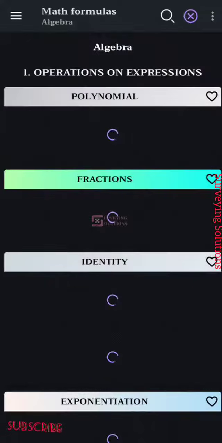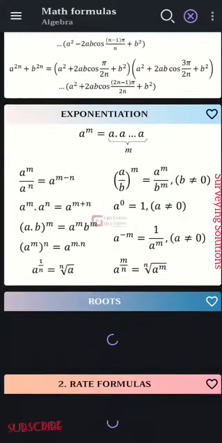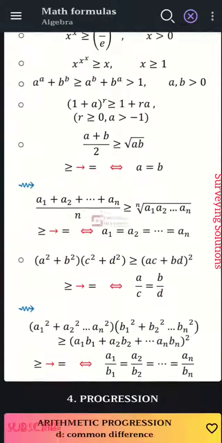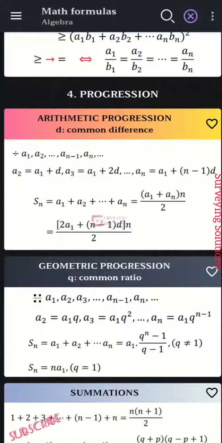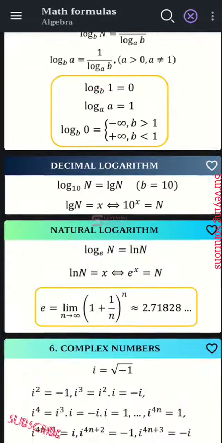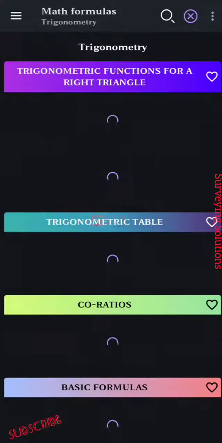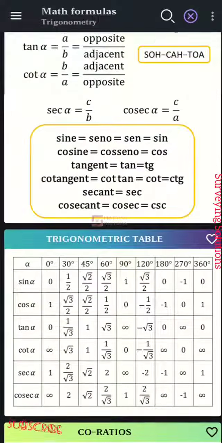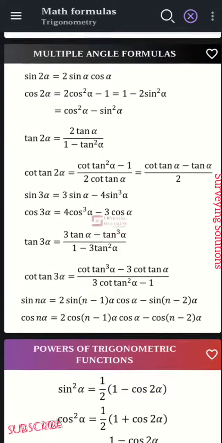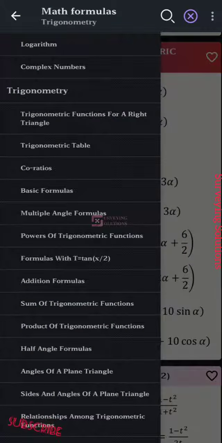So all of this. Now let's click on algebra. You can see different math formulas under algebra being displayed. So maybe if you can't recall some stuff, you can just click on that and you would see all of these formulas: progression, arithmetic, geometric, and then maybe exponential. You see logarithmic and decimal logarithm, natural logarithm, and the rest of that. You also have that for trigonometry. You can see different trigonometric functions. You can see them, right? Good. The table, the co-ratio, the basic formula, the multiple angle formula, the powers of trigonometry. So all of these things will enhance how you use your calculator.